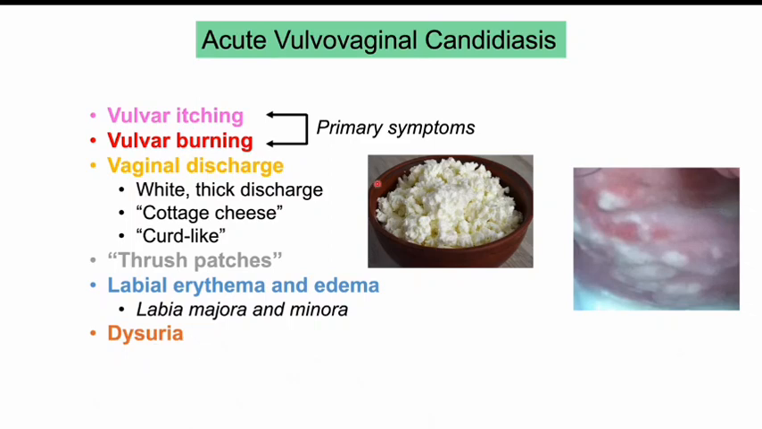And most of these symptoms we're going to see with a Candida albicans infection. If a patient has a Candida glabrata infection, for instance, the symptoms may be less severe, they may be more mild. Now let's talk about chronic vulvovaginal candidiasis.